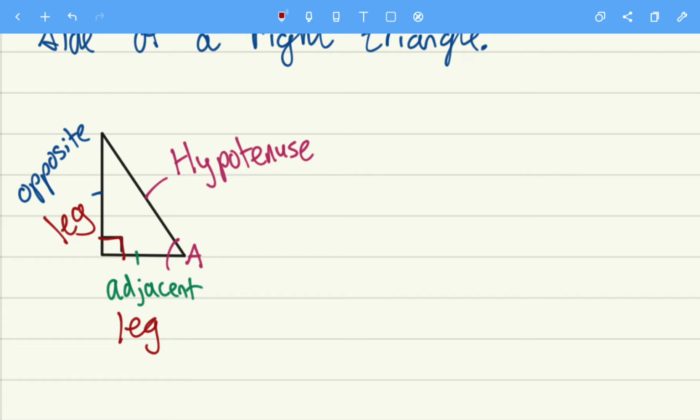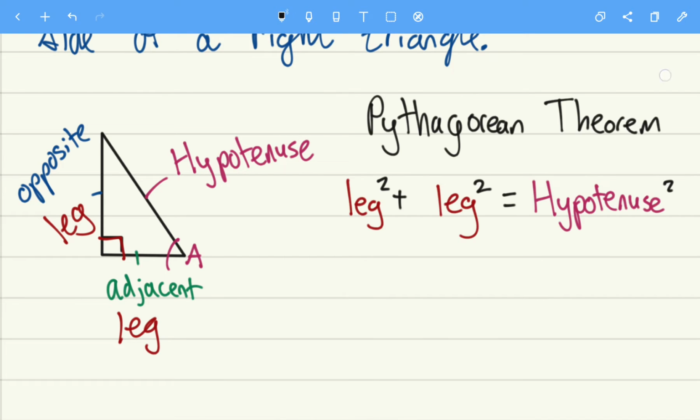Now, there is a ratio between the square of both the legs summed together and the hypotenuse. This is called the Pythagorean theorem. So if we take the square of one of the legs and add it to the square of the other leg, that equals the square of the hypotenuse.